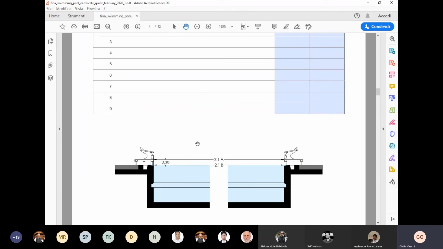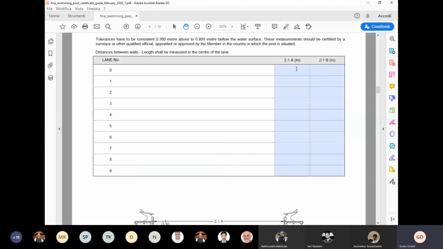You see this is the configuration with 2 head walls and the 2 measurements, one on the top of the head wall, one at the water level, which need to be reported here.